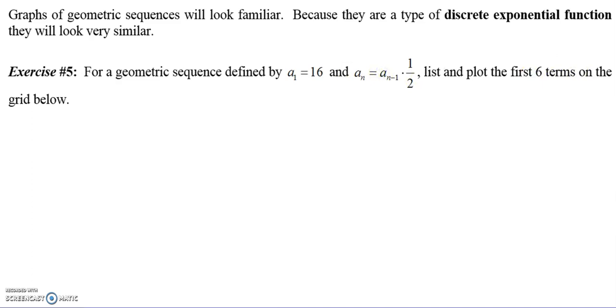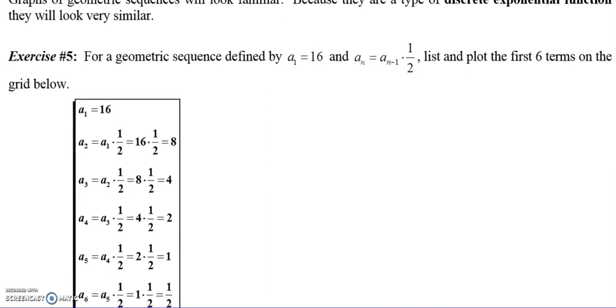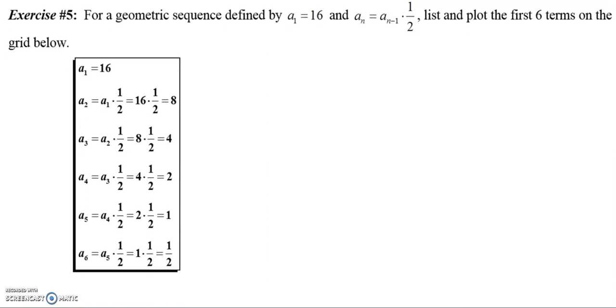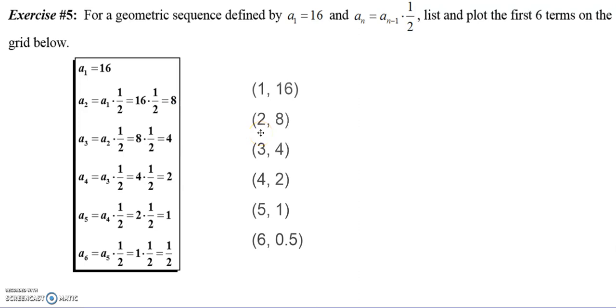And that should look like this. Pretty simple. So a sub 1 was 16, and then you're just multiplying by half each time, so that should be easy. Now you need to recognize these as points also. So this is your input, the 1, you're putting in the first term, and you're getting out 16. The second term, you're getting out 8. So you should be able to recognize them as points like this.